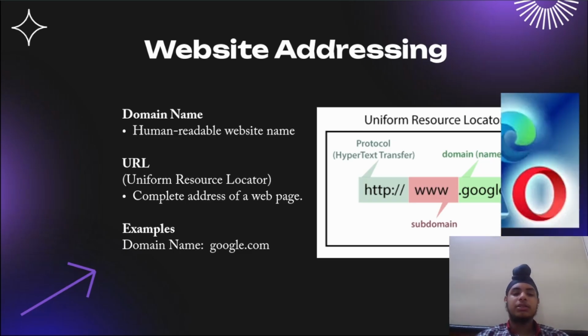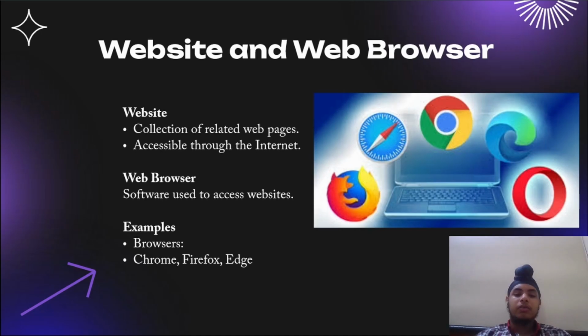Now let's go forward to websites and web browsers. What is a website? A website is simply a collection of related web pages accessible through the internet. We can access different websites through the internet, and to access those websites we use web browsers, which are simply the software used to access the websites. Examples can be Chrome, Firefox, Microsoft Edge, Safari, etc. These all are web browsers.